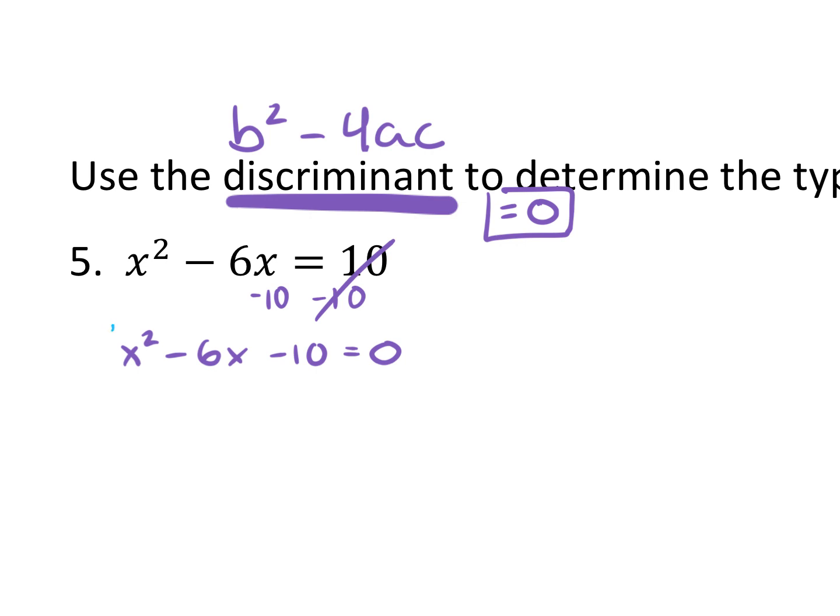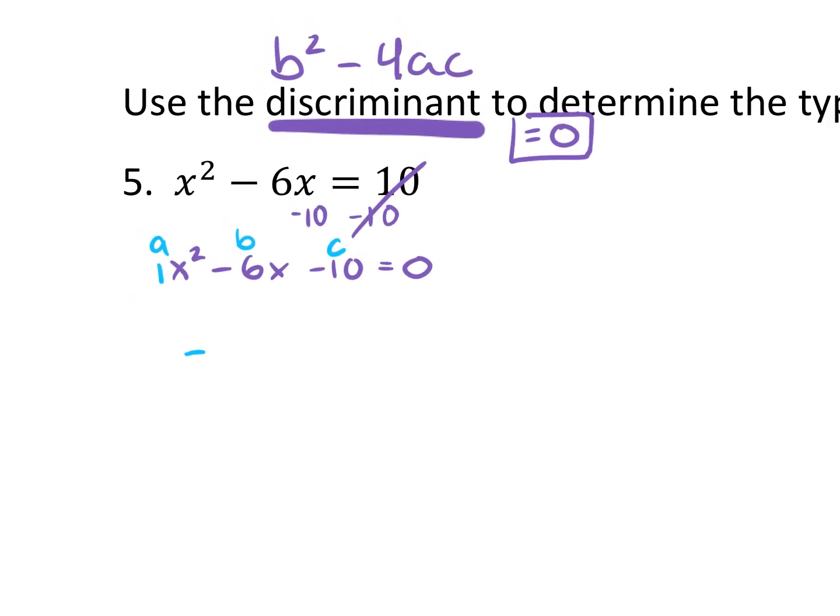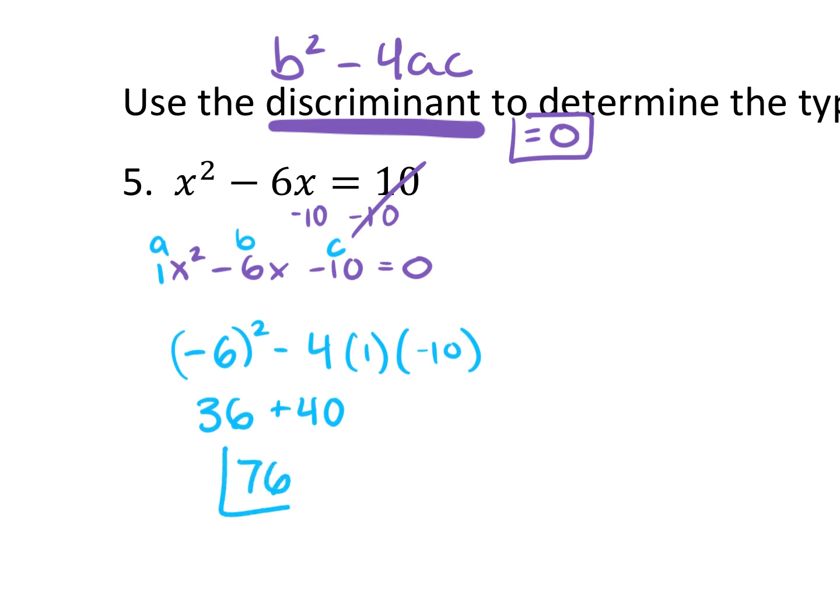So what's our A? 1. What's our B? And C? Negative 10. Perfect. Let's plug it all in. So we have negative 6 squared minus 4 times A, so times 1 times C, which is negative 10. Negative 6 squared would be positive 36. Be careful because that negative is being squared too, so it turns positive. And then we have negative 4 times 1 times negative 10. Positive 40. So 36 plus 40 is 76. So our discriminant is 76.